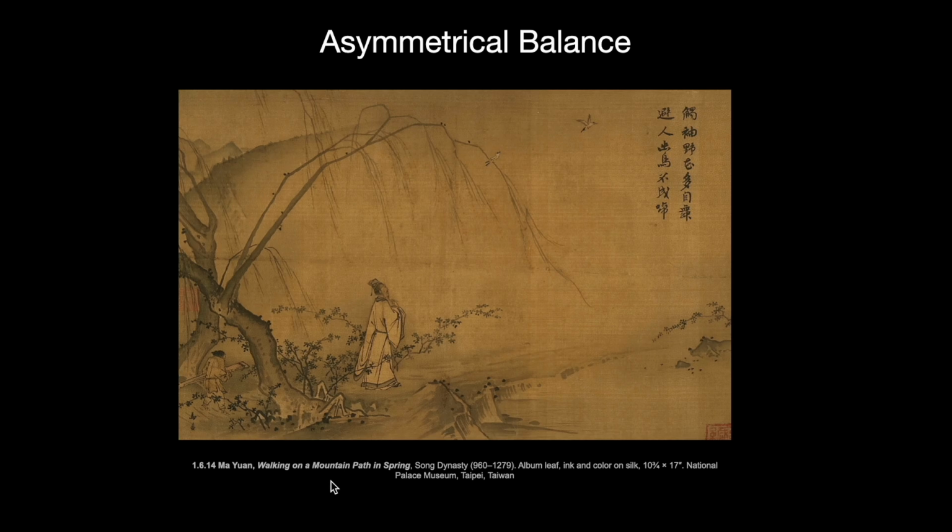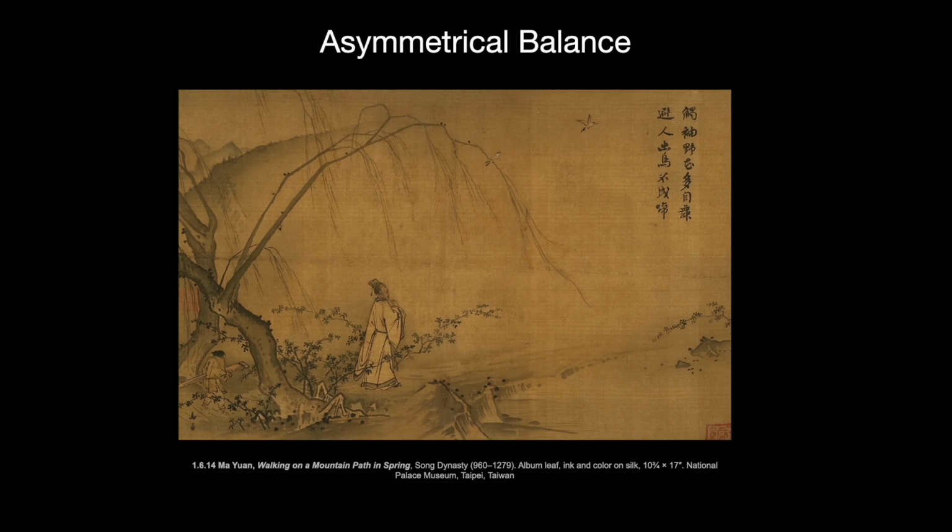This is Ma Yuan, Walking on a Mountain Path in Spring, from the Song Dynasty, 960 to 1279. It's an ink drawing, also an album leaf, with color on silk. The elements in this composition are not distributed evenly, because the left and the right sides are not equal. You see that? We have a whole bunch of stuff over here, but a lot of empty space here.